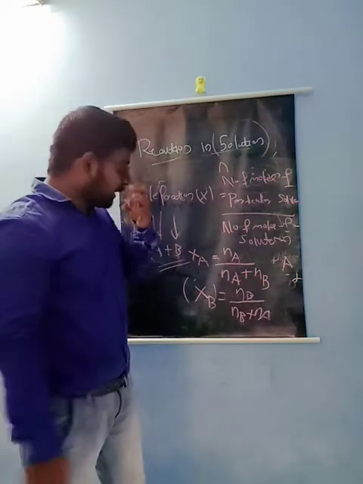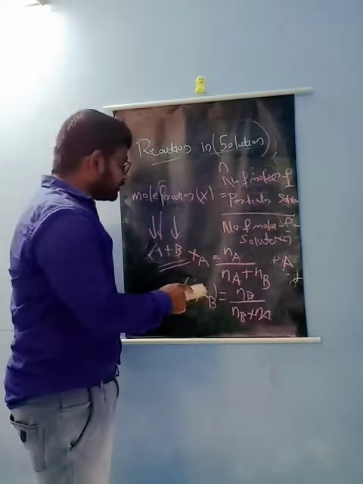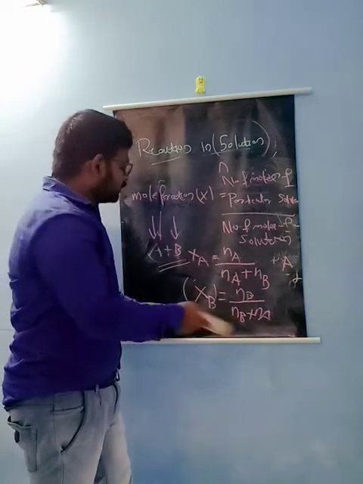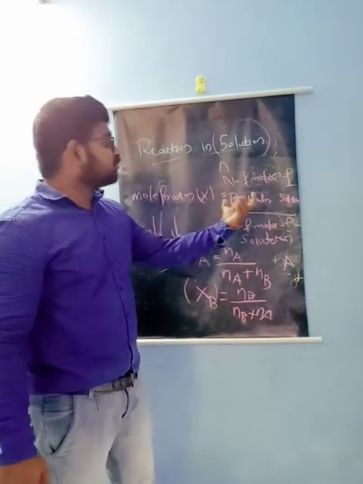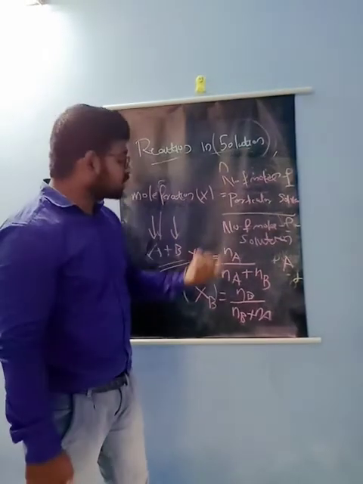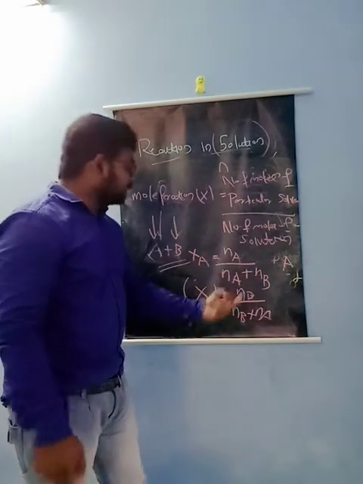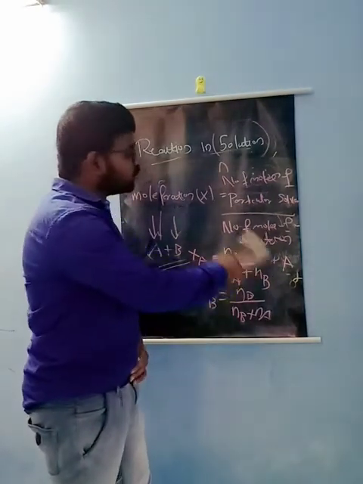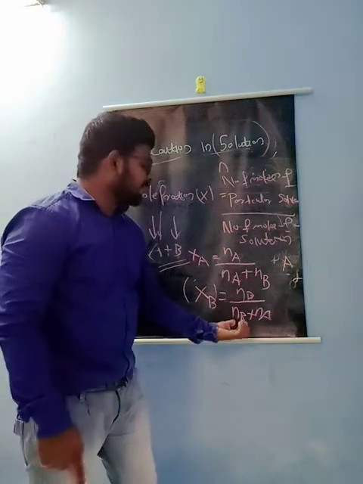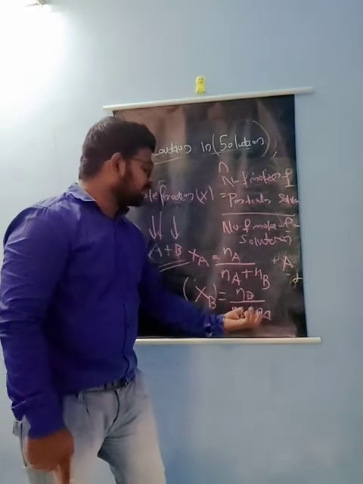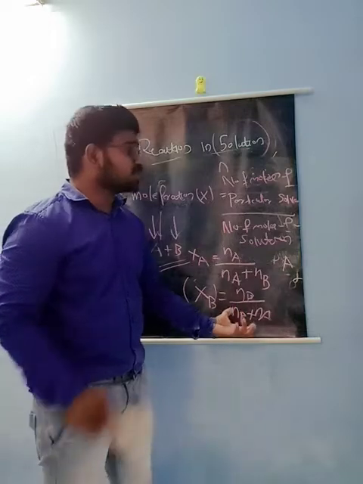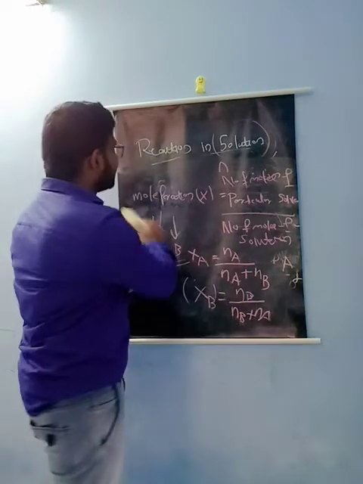In the same way, we can determine the mole fraction of B. The mole fraction of B can be determined by the number of moles of the particular solute, here B, so Nb, divided by the number of moles of solution. Here the solution is Nb plus Na, the sum of the number of moles of A and B. So that is Na plus Nb.